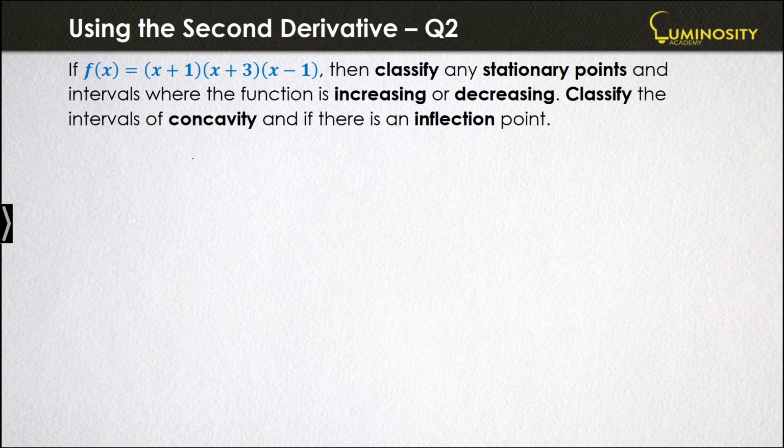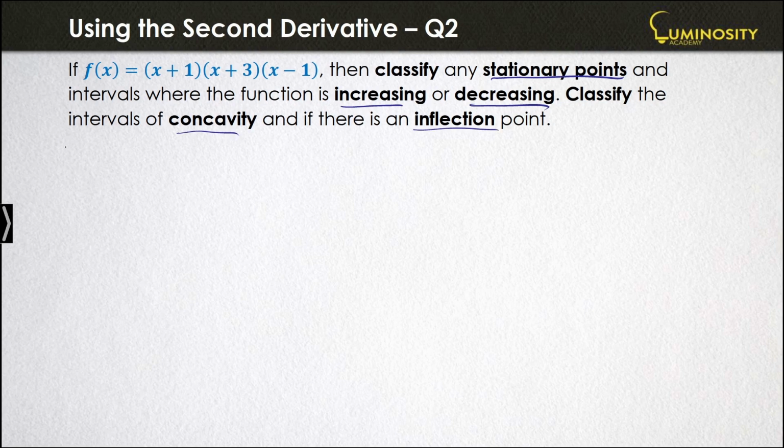And again, the whole goal of this differential calculus is to be able to draw cubic functions to a very good accuracy. All right, so we've been looking at the first derivative. Now we have the second derivative, so we can get a better idea of what the shape of this function ends up looking like. So we're going to classify any stationary points, the intervals where the graph increases or decreases, and then classify any intervals of concavity and if there is an inflection point or not.